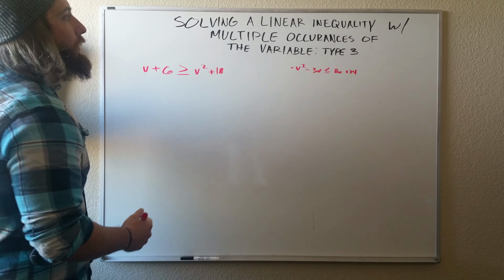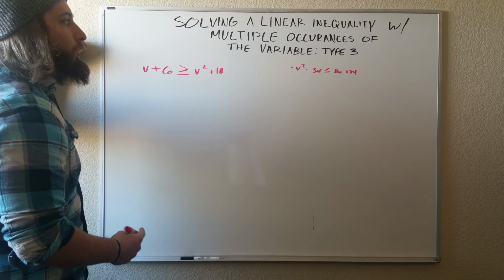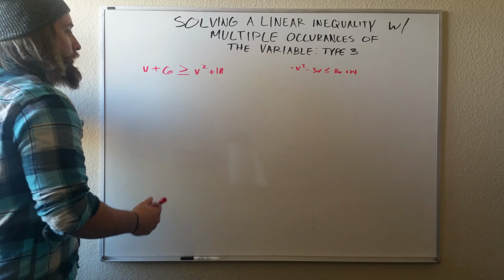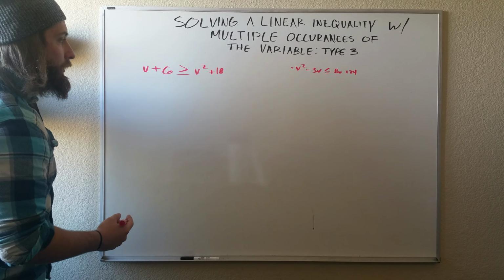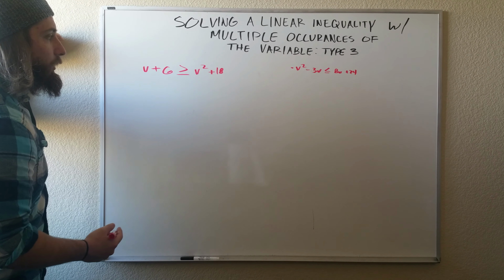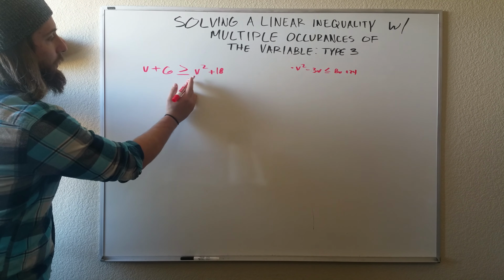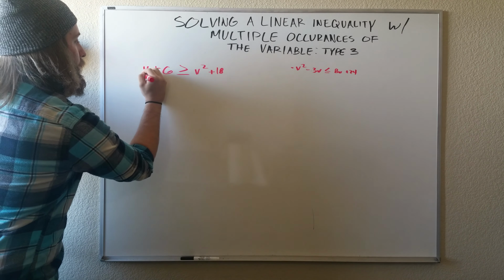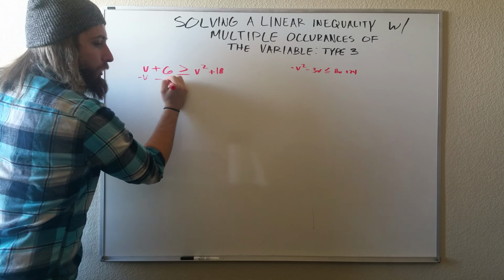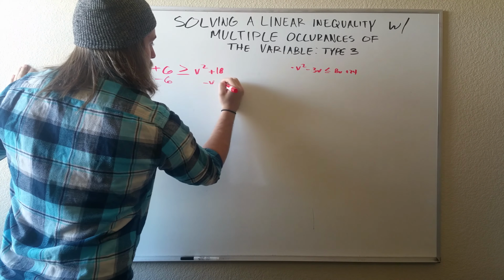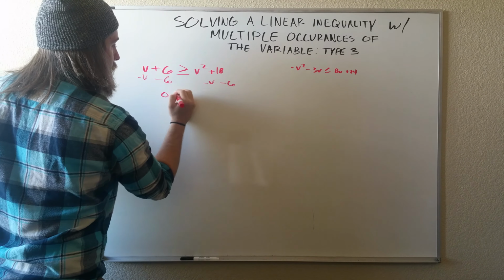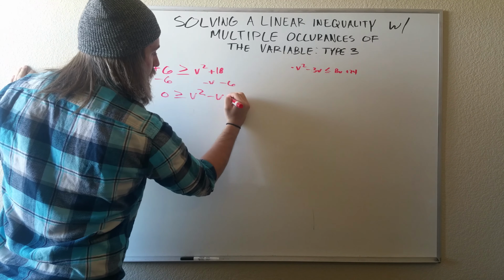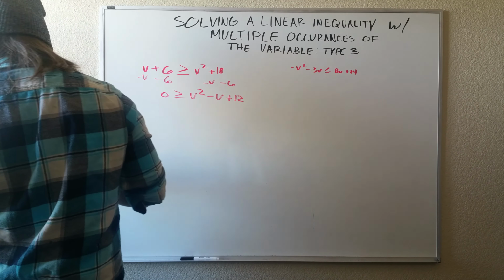Hey guys, today we're going to be looking at solving a linear inequality with multiple occurrences of the variable type 3. So basically how you start these off is you treat them just like a quadratic equation. So the first thing we want to do is get 0 on one side and everything else on the other side. So we'll start by subtracting b and subtracting 6. So minus b minus 6, we get 0 is less than or equal to b squared minus b plus 12.